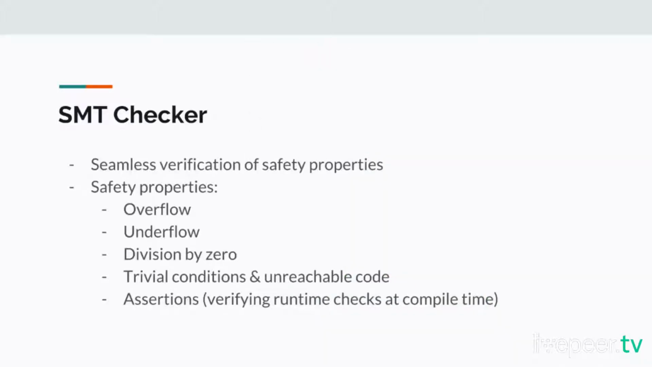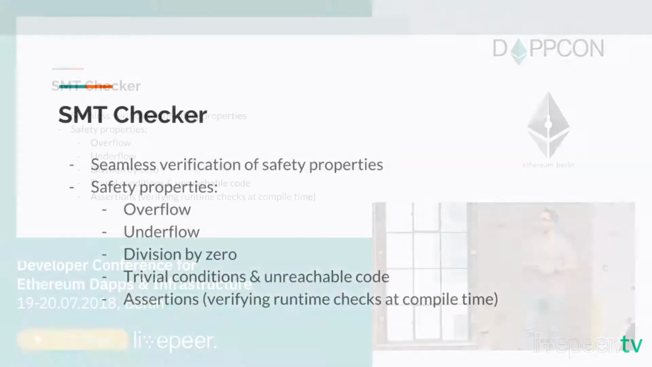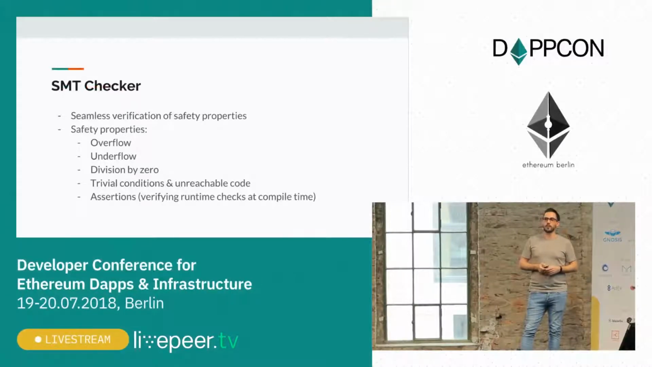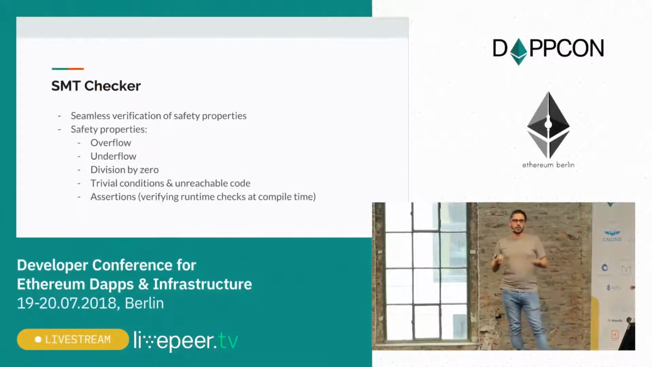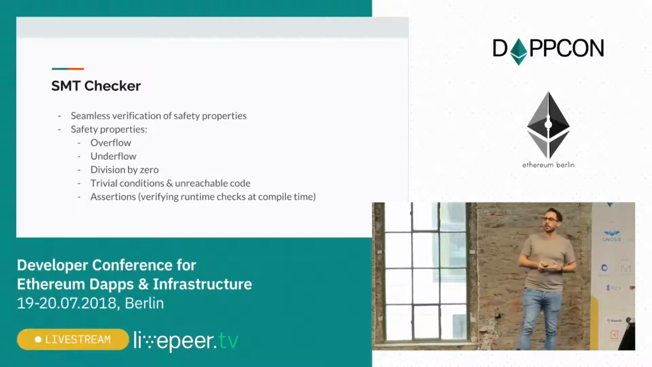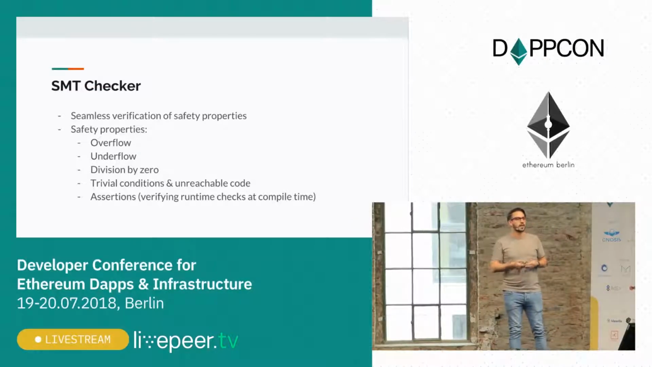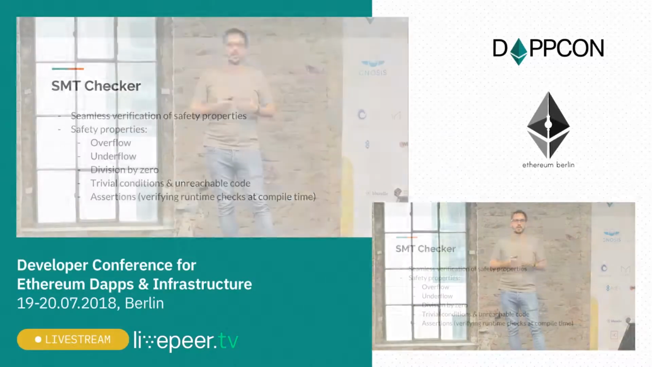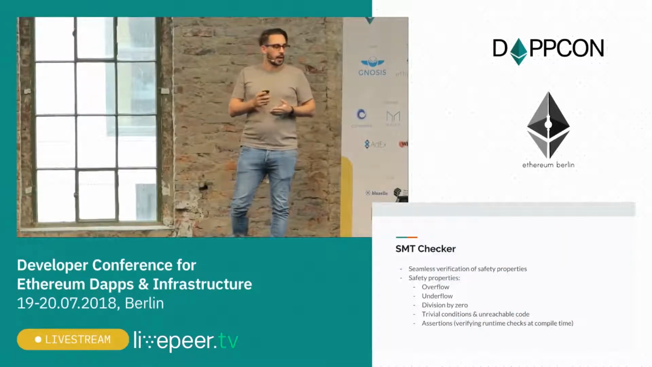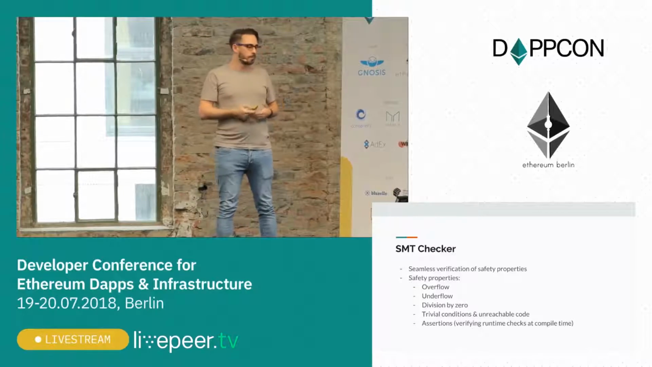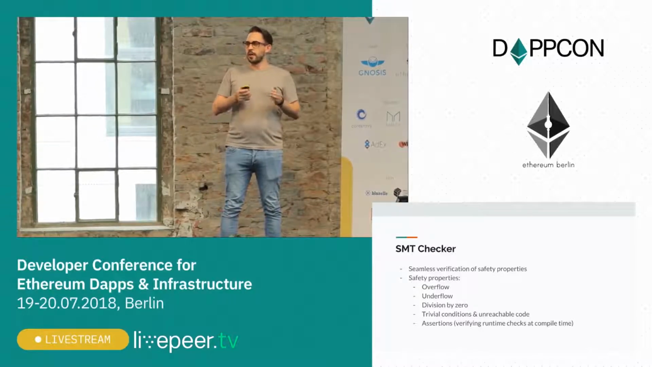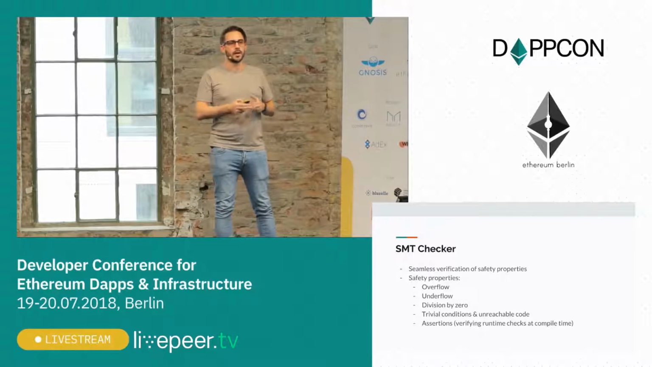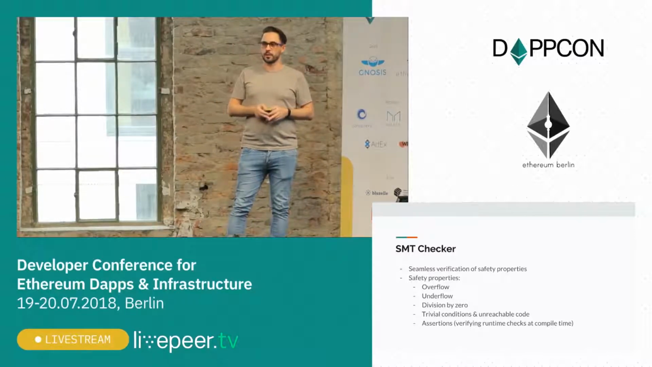Okay, the next big thing, which is quite a big topic, is the SMT Checker framework we have. So it's a seamless way to verify safety properties. And by seamless, I mean that it's part of the compiler. It's not an external tool. You don't need anything else. You just need the compiler. And you can utilize all these verification steps. Some of the properties our SMT Checker framework can verify include overflow, underflow, division by zero, and lastly, the most important one, it can check for user-specified assertions.